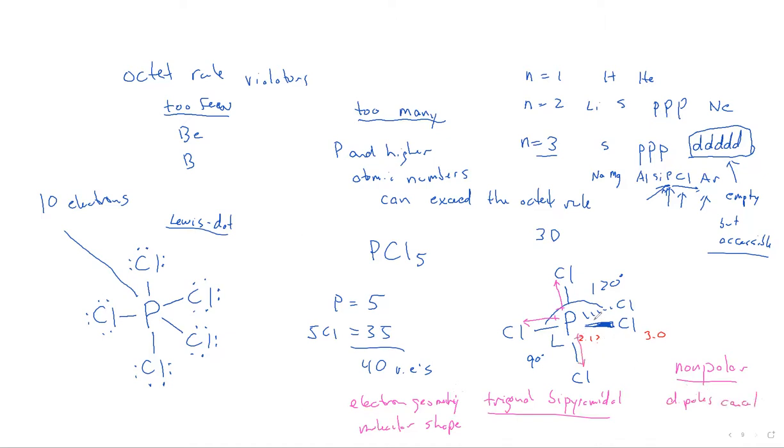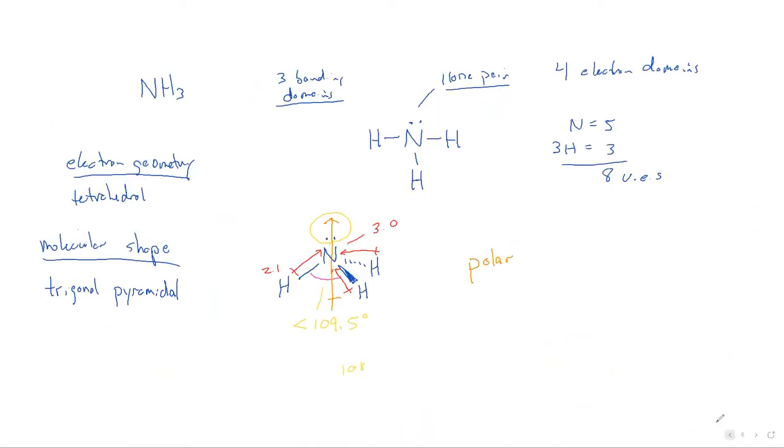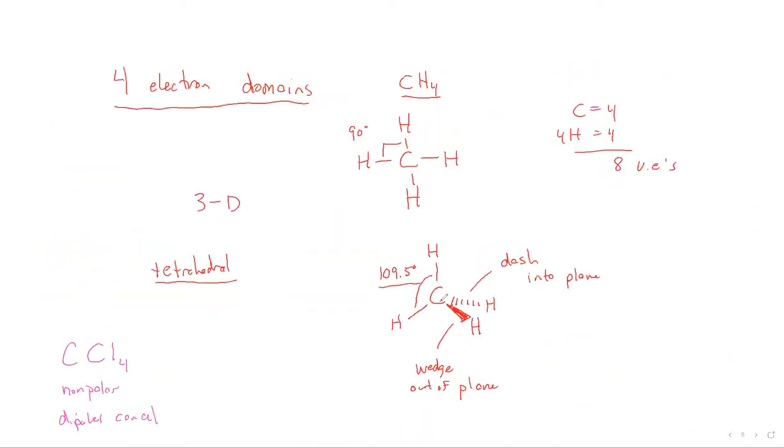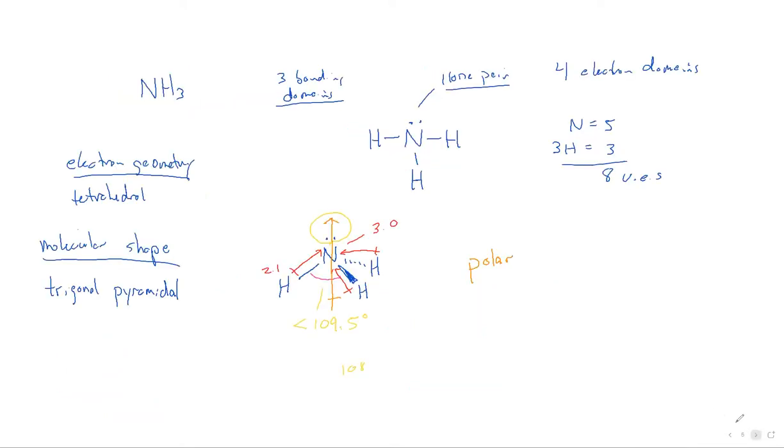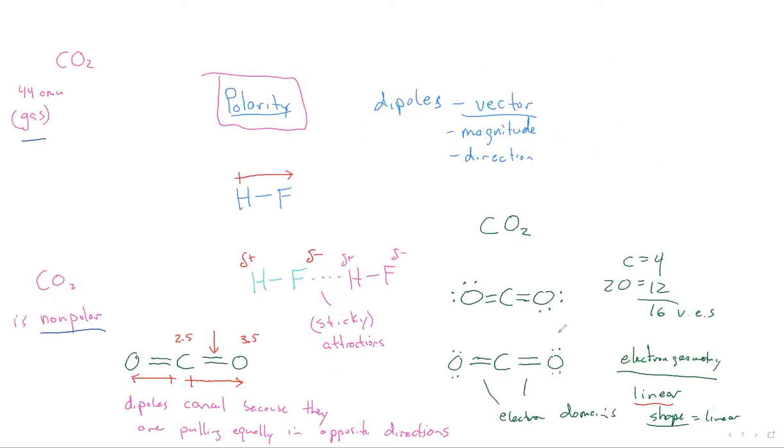So all those dipoles are going to cancel. So that's why it's not polar. All right, so now you can imagine, just like we had with tetrahedral, and then we started putting lone pairs in and getting derivatives. So we had our trigonal pyramidal, that was tetrahedral electron geometry, and we had the bent. Water was bent.